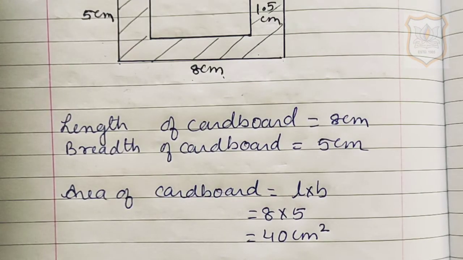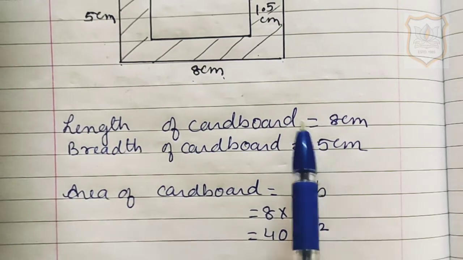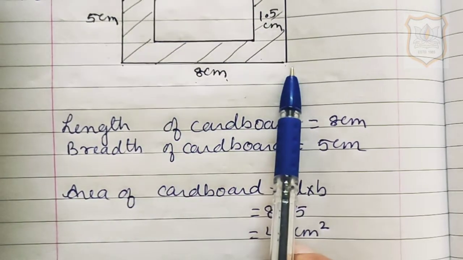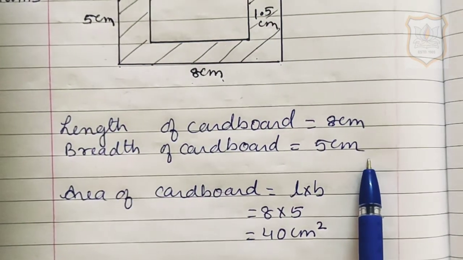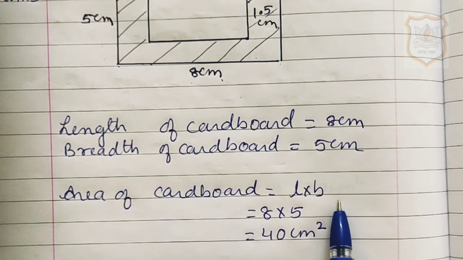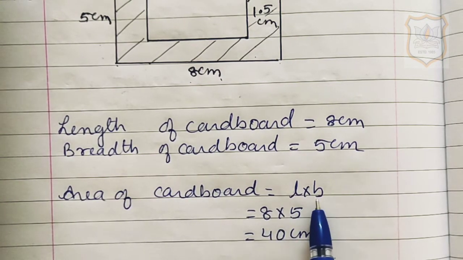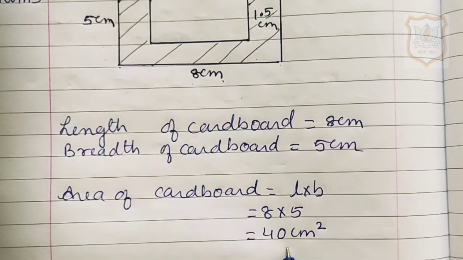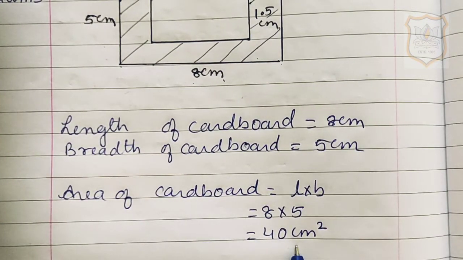So students, first we will find out the area of the cardboard. Here length of the cardboard is equal to 8 cm. It was given in the question, and breadth of the cardboard is equal to 5 cm. It's also given in the question. And area of cardboard will be length into breadth as the shape of the cardboard is a rectangle. So here length was 8 and breadth was 5 cm. By multiplying 8 with 5 we will get 40 cm square. So area of the cardboard is equal to 40 cm square.